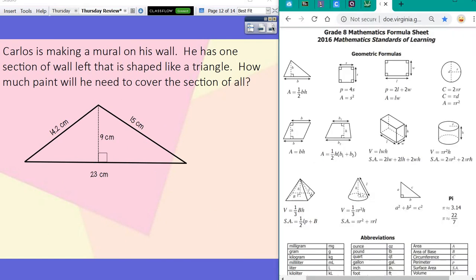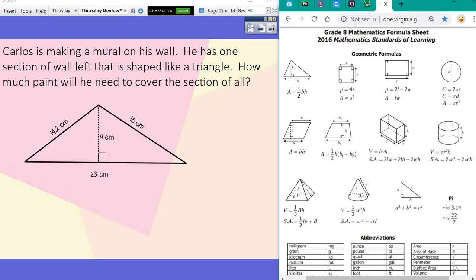Let's try another one. All right, this one is still a word problem, but it also has a picture. It says Carlos is making a mural on his wall. He has one section of wall left that is shaped like a triangle. He must be going crazy. I don't know what wall looks like this. It says how much paint will he need to cover the section?